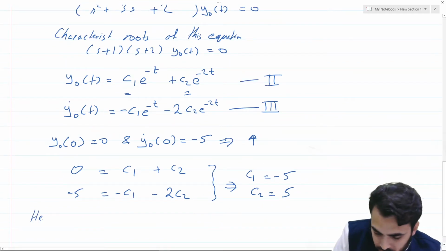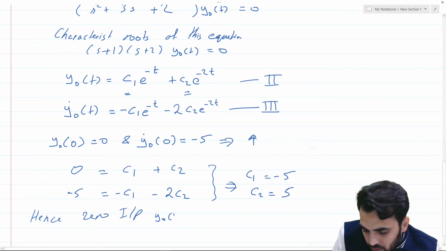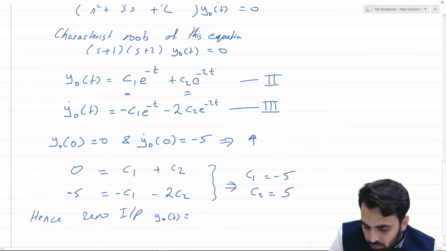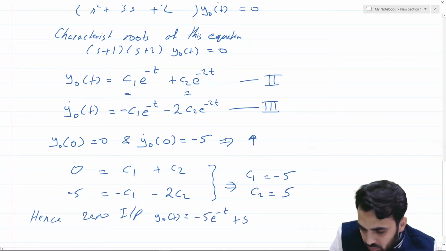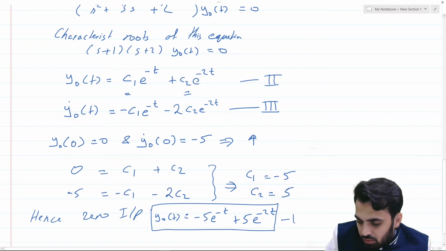So hence the zero input response is simply y naught of t, and plugging in the values of c1 and c2 in 1, we have minus 5e minus t plus 5e minus 2t. Say this is our fourth expression.